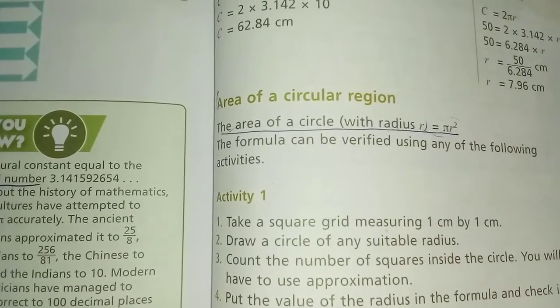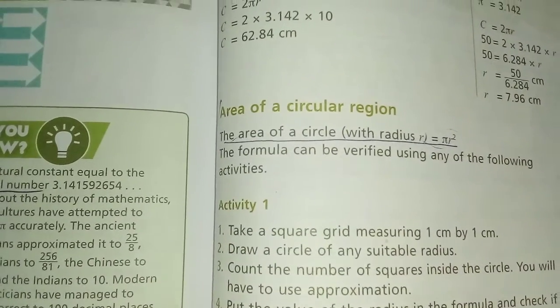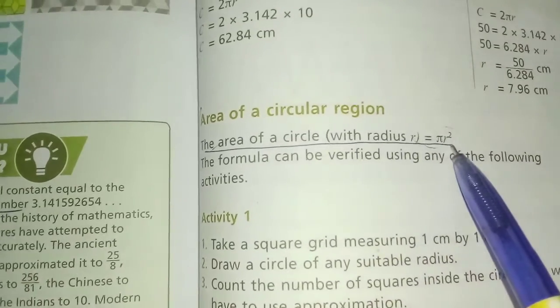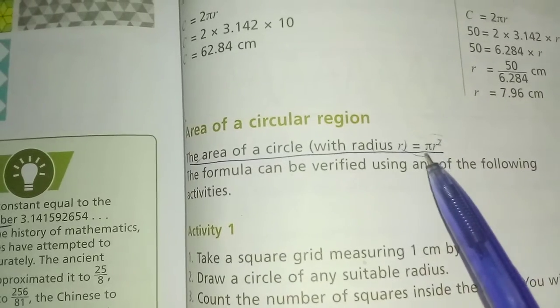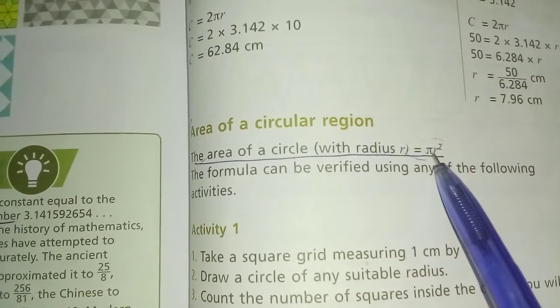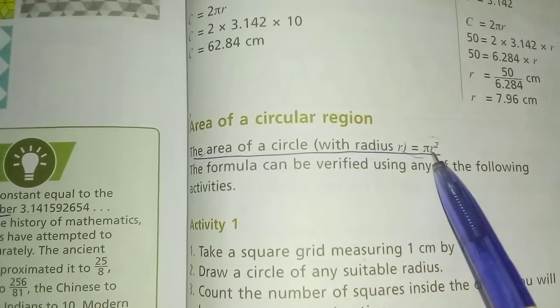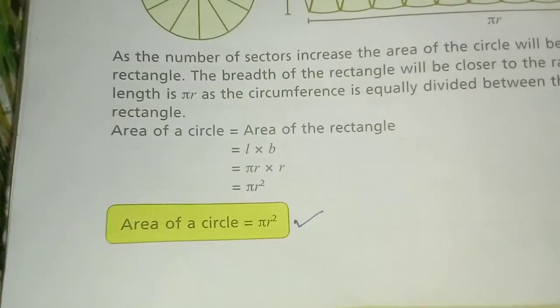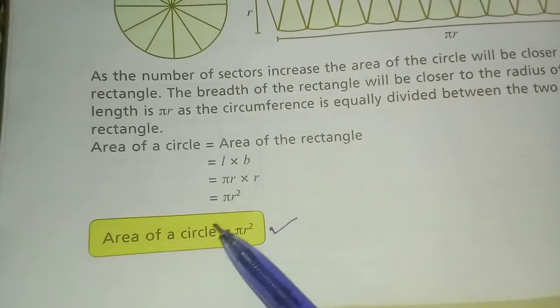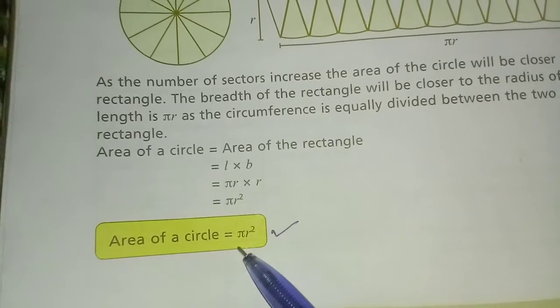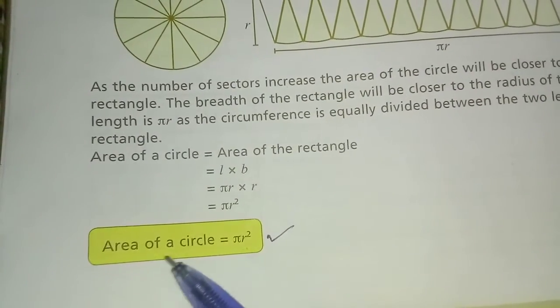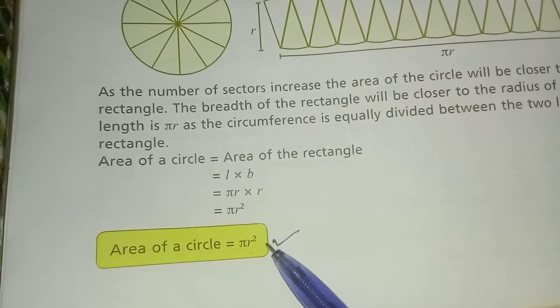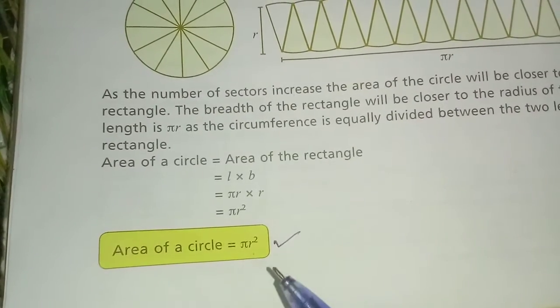Okay students, now move to area of a circular region. The area of a circle with radius r is equal to pi r square, where pi is equal to 22/7 or 3.142 and so on, and r is the radius of the circle. Area of a circle is equal to pi r square, and as we know the area is written in square terms: centimeter square, meter square.